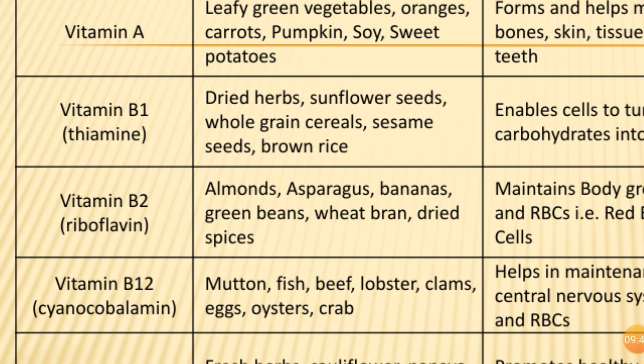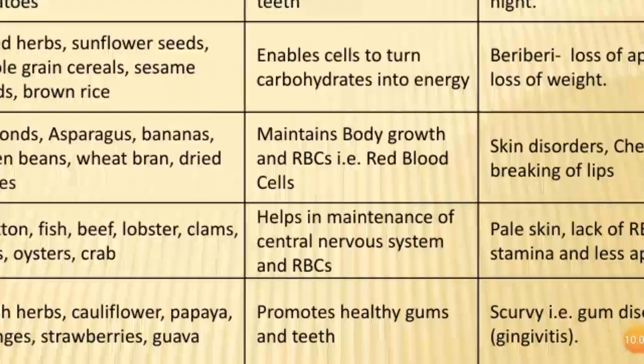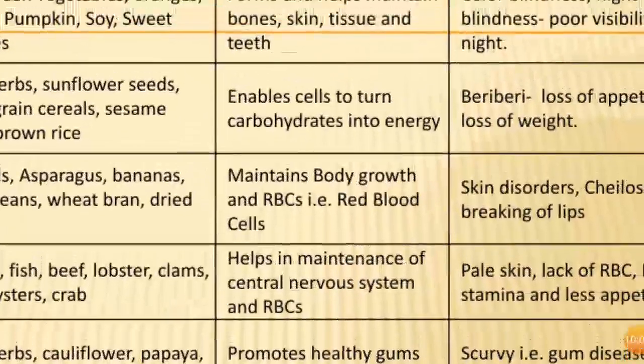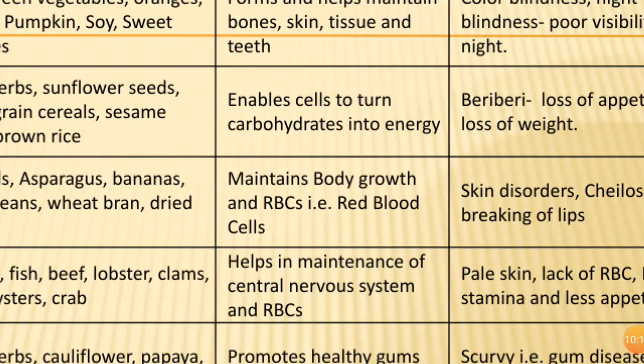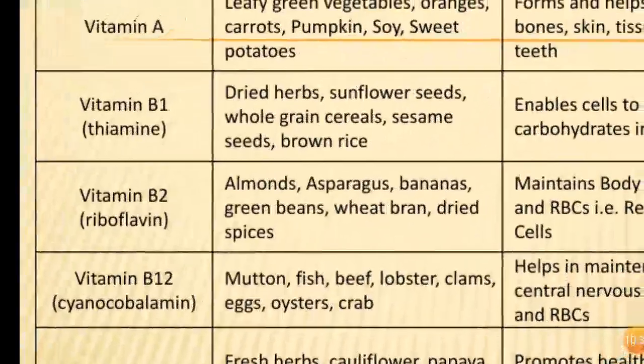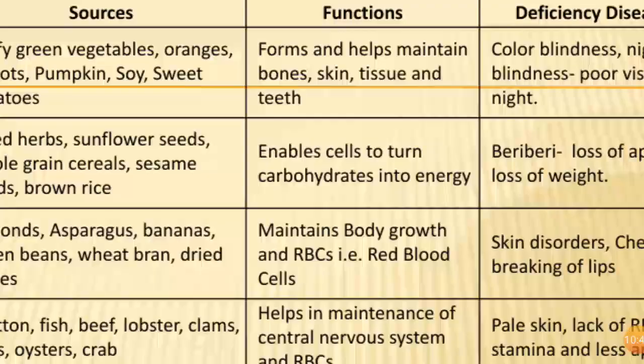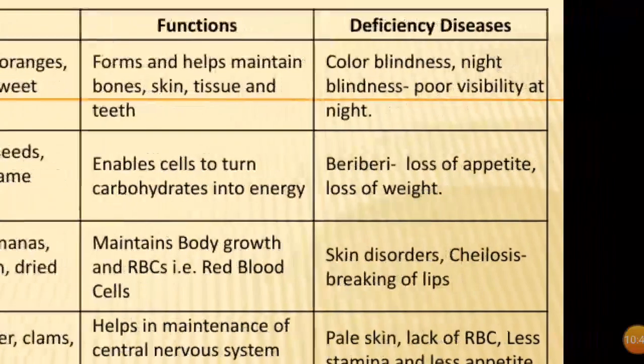Let's move to vitamin B1. What are sources? Dried herbs, sunflower seeds, whole grain cereals, sesame seeds, brown rice. What is the function of this vitamin B1? It enables cells to turn carbohydrates into energy. That means this vitamin helps to turn carbohydrates into energy. Deficiency disease, beriberi. We already saw what is meant by beriberi. Loss of appetite, loss of weight. Read this vitamin B1 sources. Function. Deficiency disease.